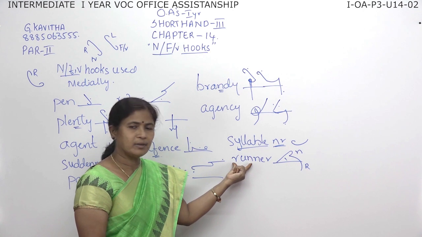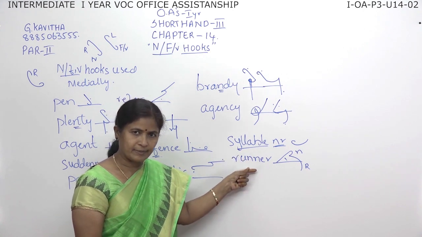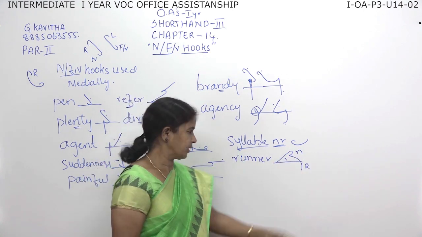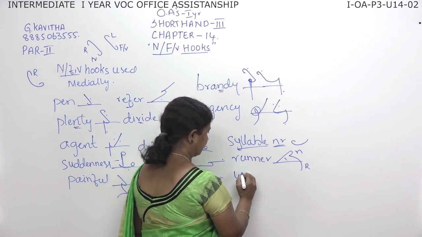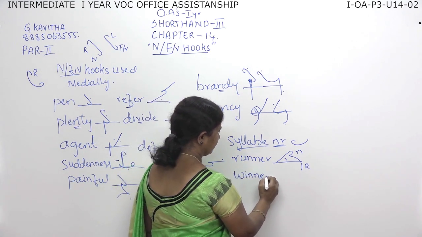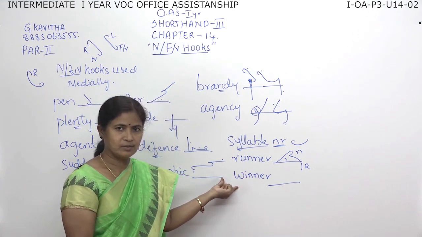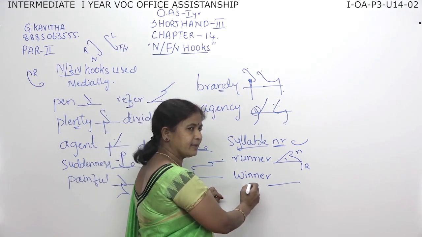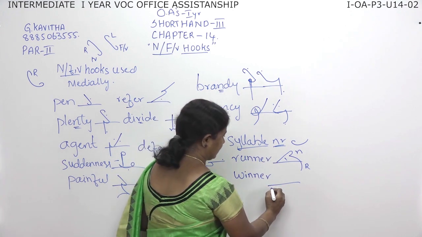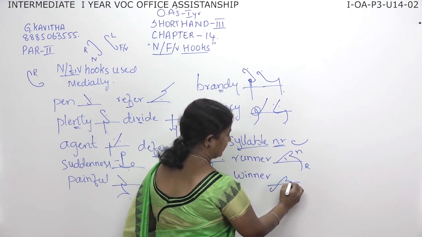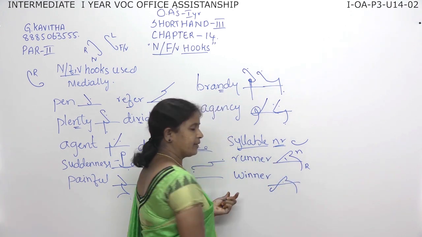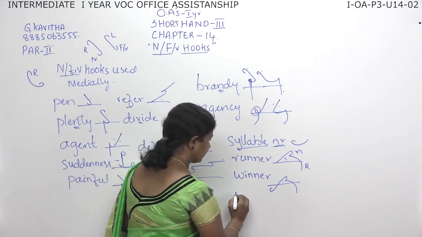Okay, now runner. Because there is a vowel after R, we wrote upward re. Okay, winner. Now V is also an upstroke. How do we write winner? Stroke way, third place. Win and are. Winner.